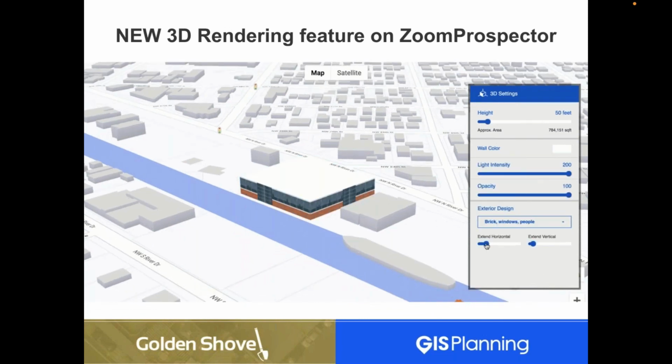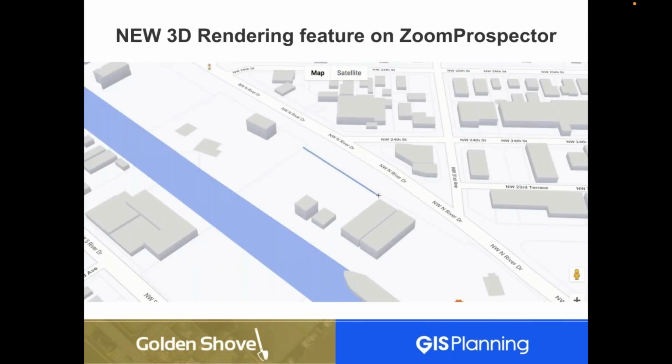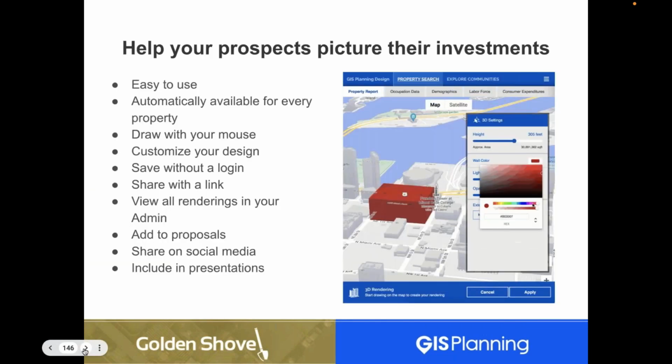You can choose from the various decorations and designs that we put in there. You can customize the height, the size, the way the patterns work across there. And this is so important because it helps your prospects picture their investments. They can change the building height and use their own branding colors if they want to. You can then save these renderings.